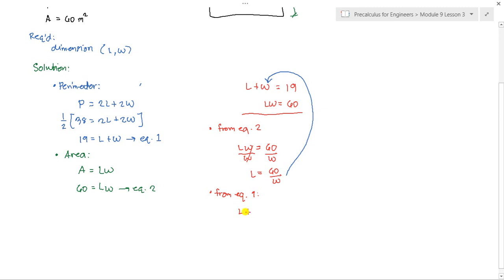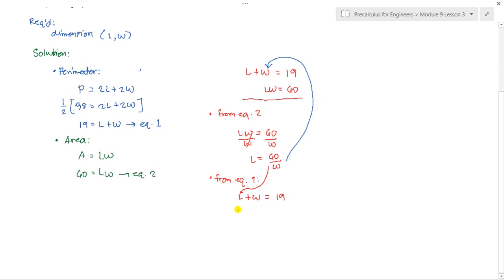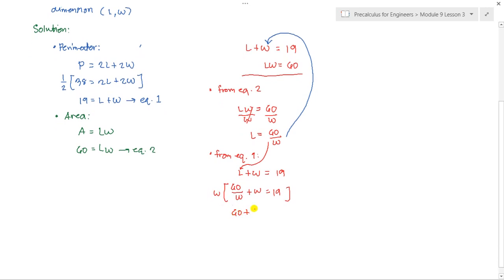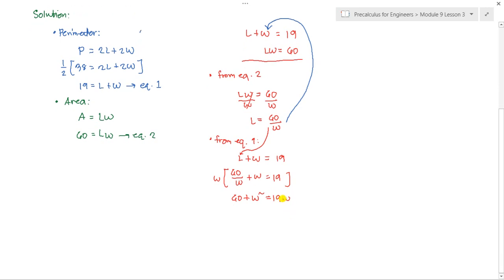So, we have here length plus width is equal to 19. Now, we're going to substitute length in terms of width. So, we have 60 over width plus width is equal to 19. Now, multiplying both sides by w, we have 60 plus w squared is equal to 19w. Now, rearranging this so that we can achieve a quadratic equation. So, we have w squared minus 19w plus 60 is equal to 0.